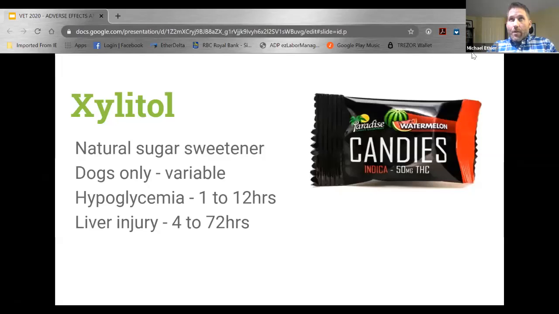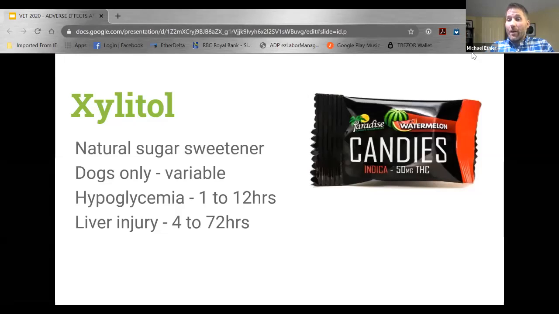Xylitol is another one. Although there are no products marketed, so if you go to the Ontario Cannabis Store, you're not going to find any products for humans that also contain xylitol. But again, the concern here is the large amount of at-home cooking or baking that's going on right now. And therefore, people may be incorporating xylitol into their own products at home. This is a natural sugar sweetener. It's going to affect dogs only.